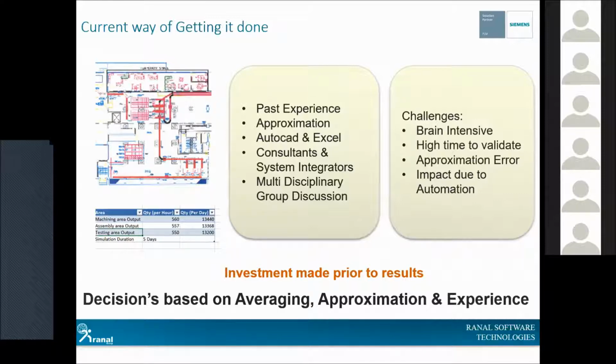Also, how does it add to the challenges? It is brain intensive. It takes a very long time to validate. Again, it depends on the complexity of the lines, the number of variants that you are trying to handle in the same line. It also calls for errors due to the approximation. And design from the automation, how the automation has been designed, whether it can handle more variants, lesser variants, how is it going to react to a change in the cycle time, and all of this.